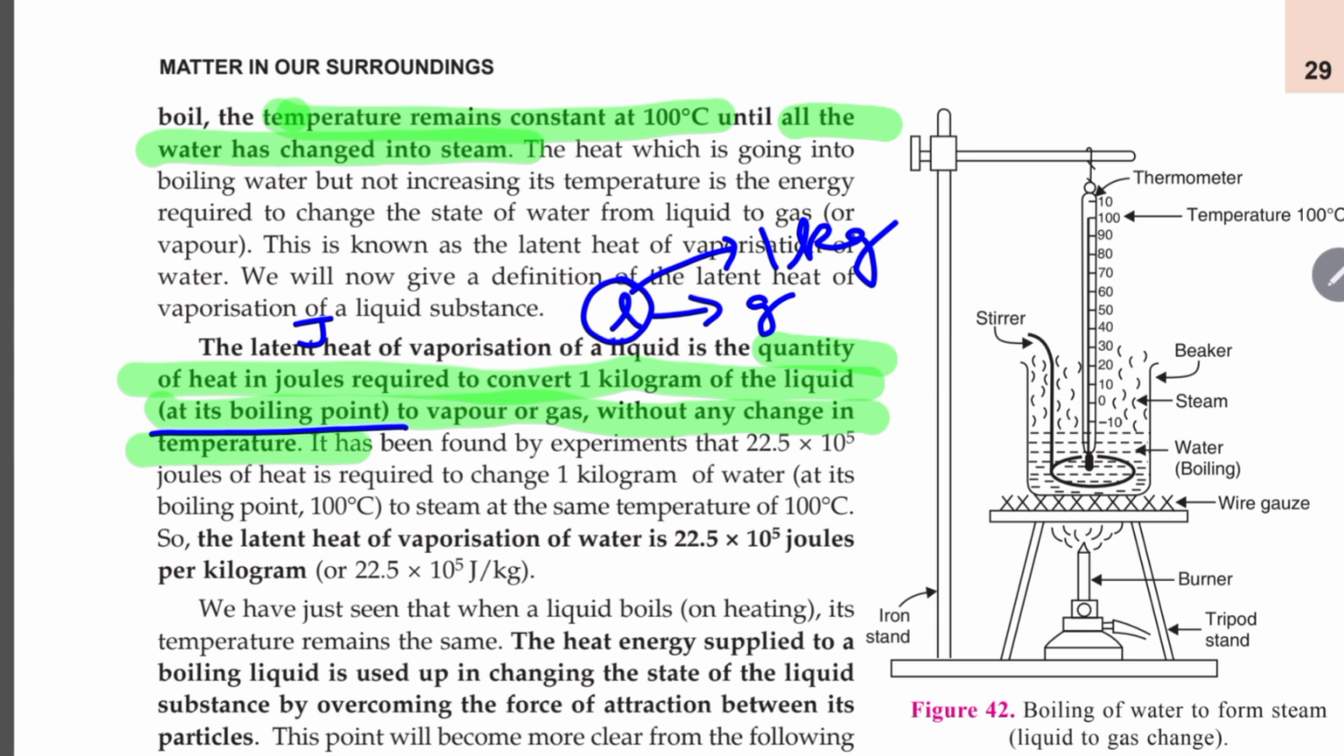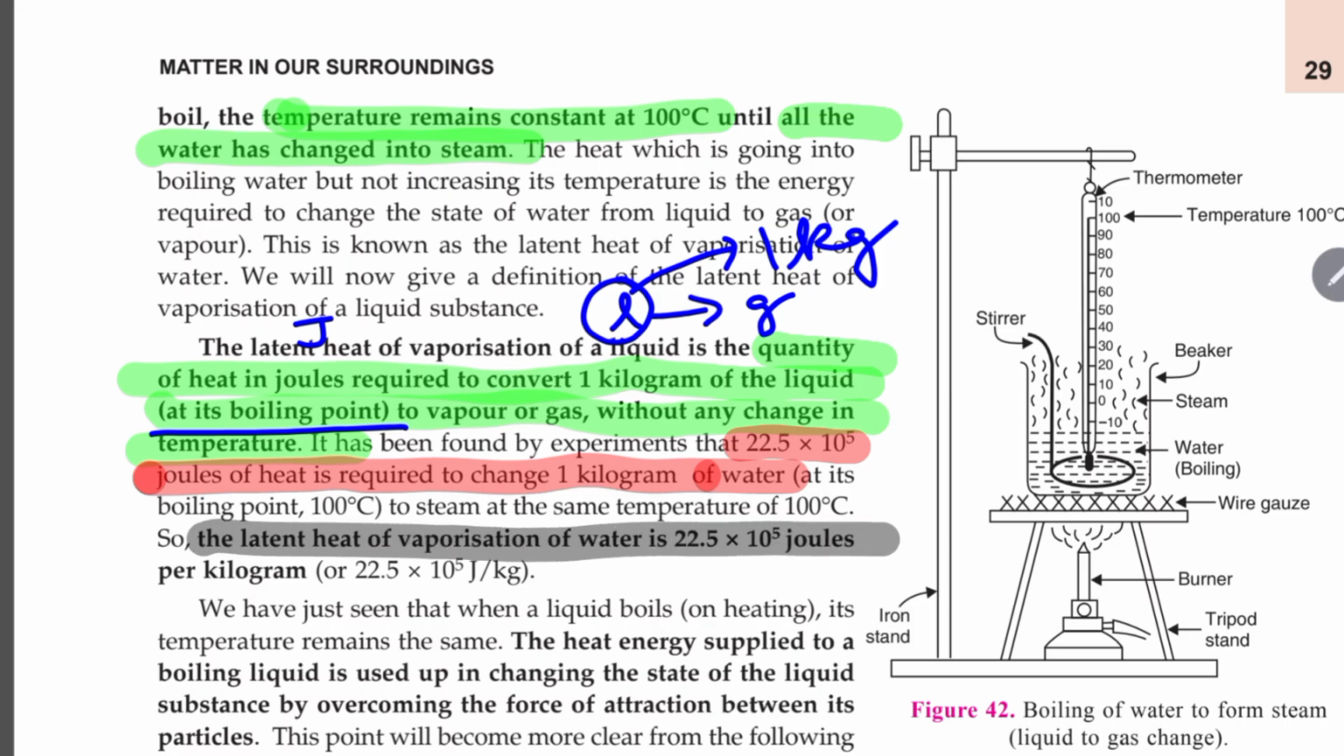That means the temperature remains fixed throughout the change of state, and experimentally it has been found that for water 22.5 into 10 to the power of 5 joule of heat is required to change 1 kilogram of water. And thus we can say that the latent heat of vaporization of water is 22.5 into 10 to the power of 5 joule per kg. That is the latent heat of vaporization of water.